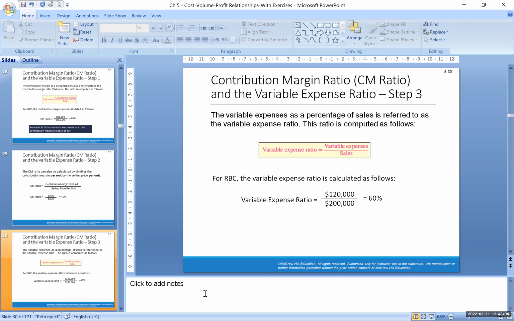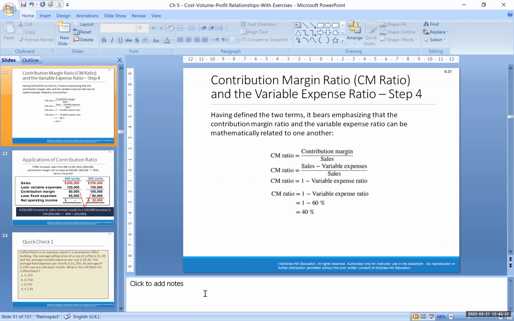The variable expenses as a percentage of sales is referred to as the variable expense ratio. Similarly, the ratio is computed as follows: the variable expense ratio is calculated from variable costs divided by sales. For our example, we have $120,000 divided by $200,000 sales, and this equals 60%.